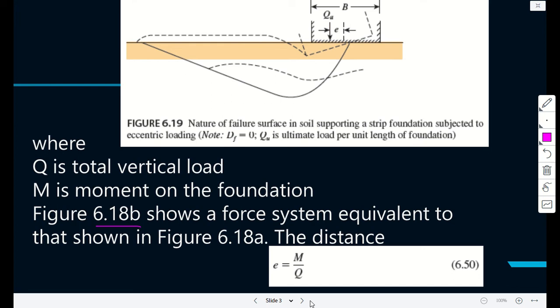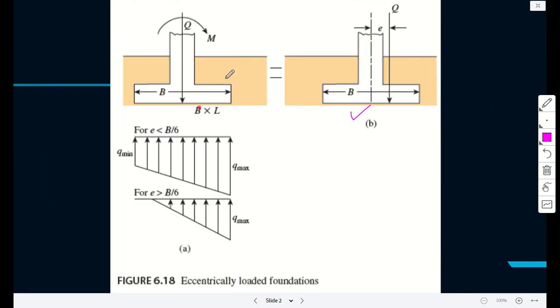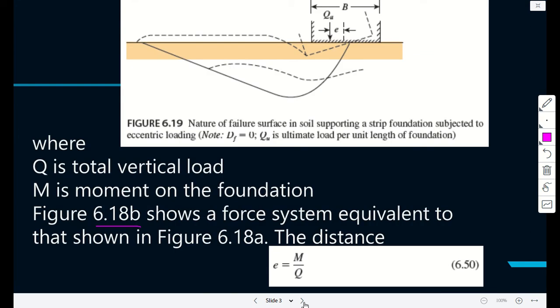a force system equivalent to that shown in 6.18a, in terms of moments and shear forces. But now this is the equivalent force system, and this is showing the pressure distribution. So the distance, if you want to find the eccentricity, would be the moment divided by Q. Of course, the moment is Q, the force, times the distance.